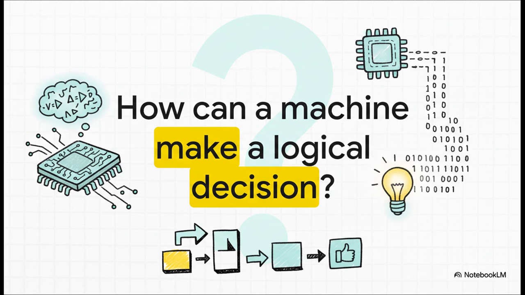So it really all boils down to this one big question, right? How can a machine, just a bunch of simple wires and switches, actually make a logical decision? I mean, how does a chunk of silicon and metal seem to think? It really does feel like magic, doesn't it? But it's not. It's actually one of the most brilliant ideas in all of modern engineering, and it's built on a foundation of pure, simple logic.